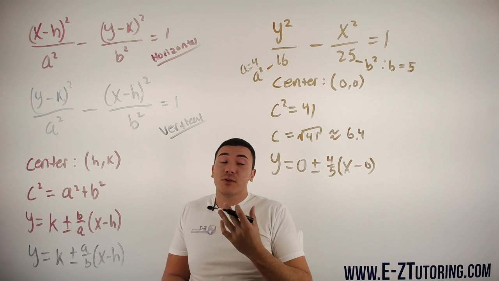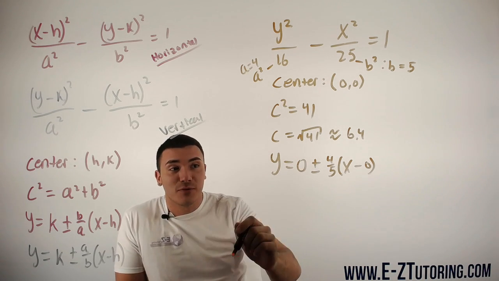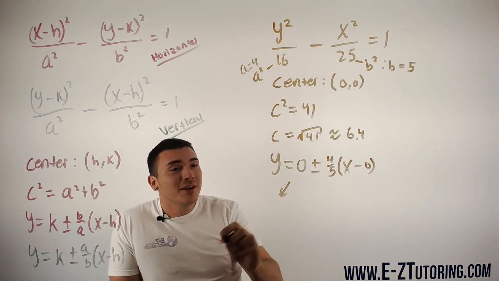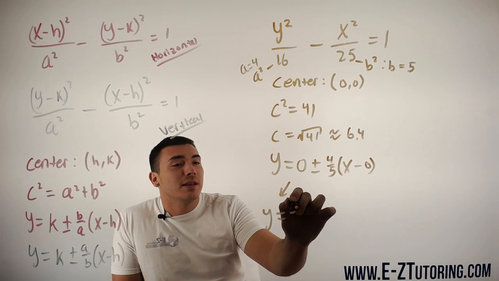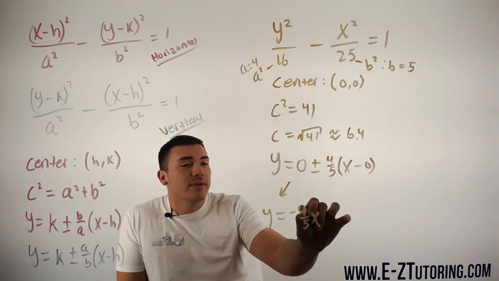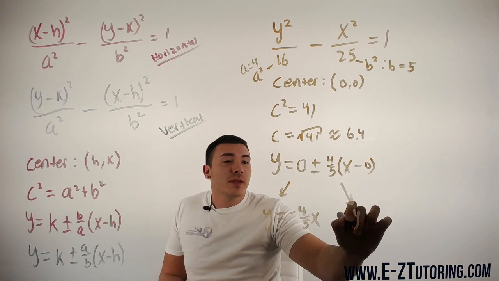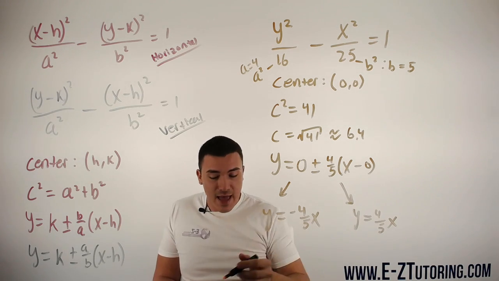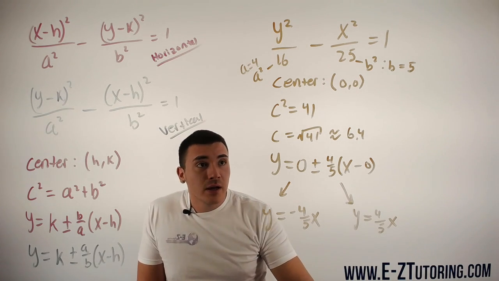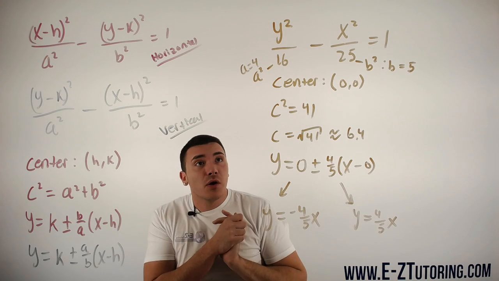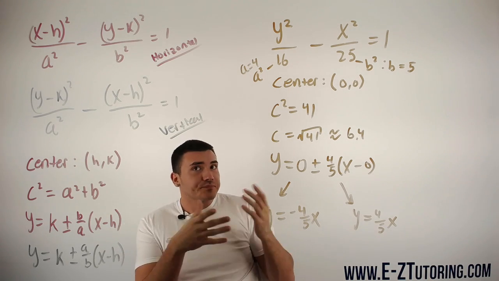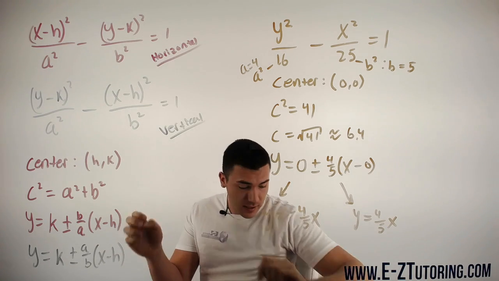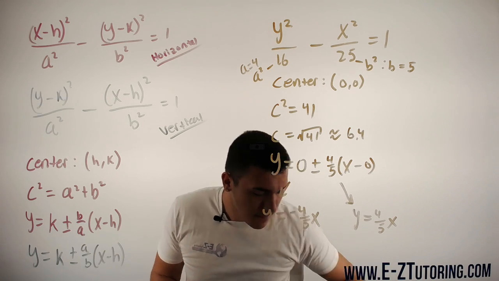And then, of course, this will split up into two equations because it is plus or minus. So for one equation, we will get y equals negative 4 over 5 x. And for the other equation, we will get y equals positive 4 over 5 x. All right, we have everything we need to know for this hyperbola. I'll go ahead and actually erase this so we can start graphing here.